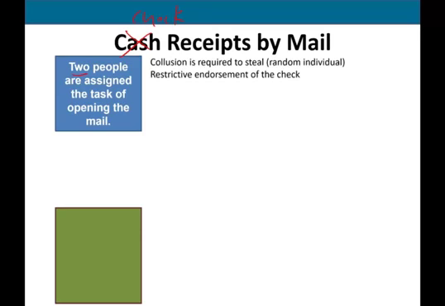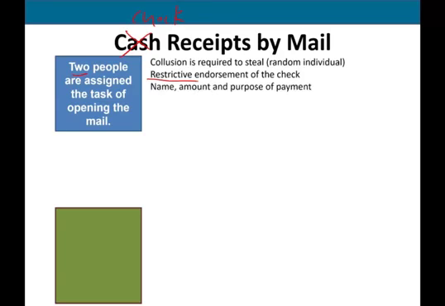Then the next thing you do is you restrictively endorse the check. What does that mean? Immediately as we open the check, I used to open the mail and give the check to the other person. Let's assume Amy. Amy will turn the check on its back, and stamp it for deposit only in our bank account, the business bank account. So this restrictively endorses the check. Now the check can no longer be stolen by anyone because now it's endorsed.